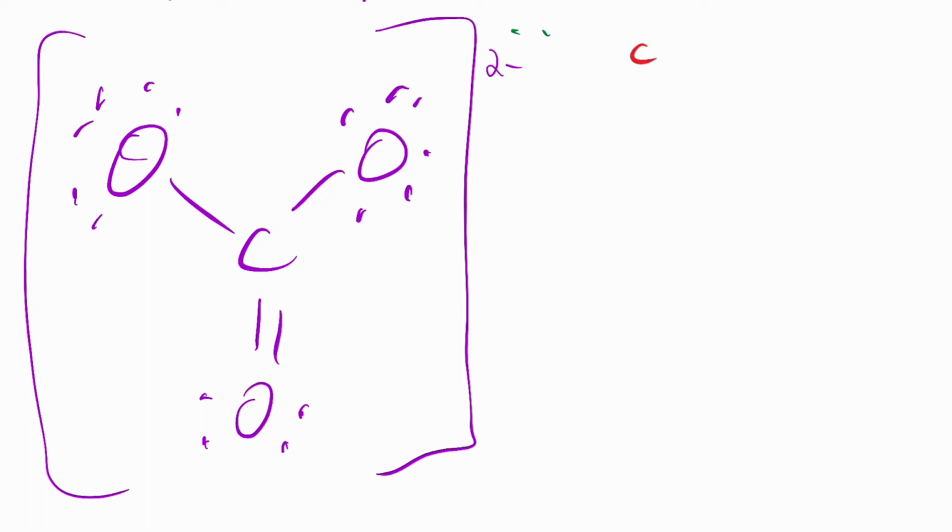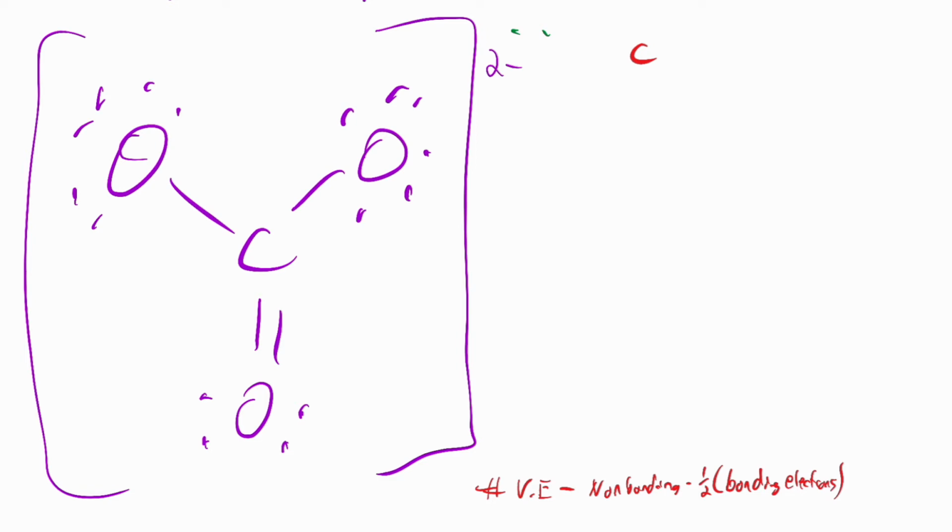So let's look at our carbon, and we're going to calculate the formal charge. The formal charge is the number of valence electrons, minus the number of non-bonding electrons, and then minus 1/2 of the number of bonding electrons, the shared electrons.